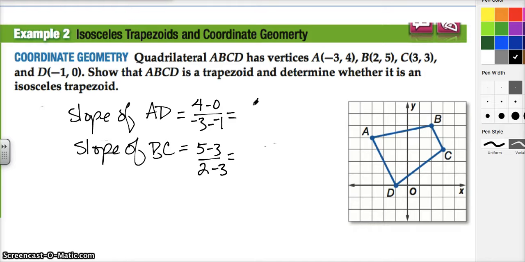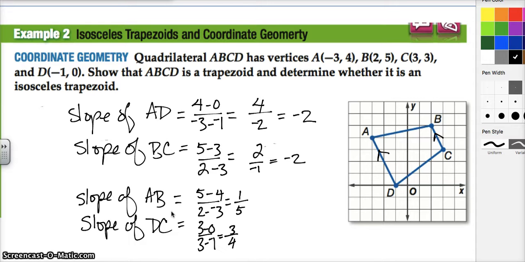4 minus 0 is 4, and negative 3 minus a minus 1 is really negative 3 plus 1, which is a negative 2, which gives me negative 2 as a slope. And over here, 5 minus 3 is 2, and 2 minus 3 is negative 1, which gives me negative 2 as a slope. So indeed, these two sides are parallel. And I just took a moment to find the slopes of AB and DC to prove that they were not parallel. So these guys are not parallel, so I can confirm that I indeed have a trapezoid.